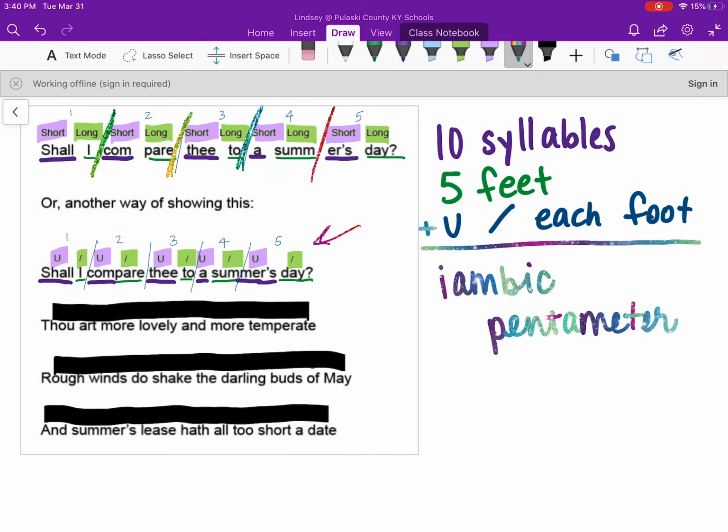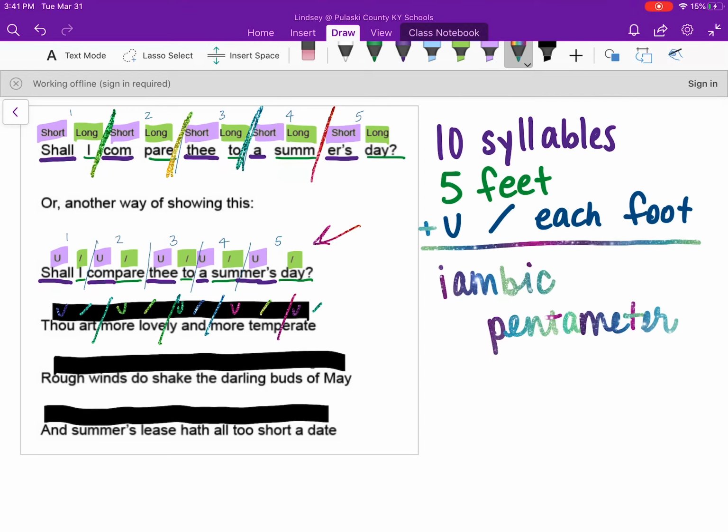So let's do these next few lines together. Thou art more lovely and more temperate. Okay? So if we have 5 feet, that means we'll have 4 feet markers. So it would be unstressed, stressed, unstressed, stressed, unstressed, stressed, unstressed, stressed. Thou art more lovely and more temperate.